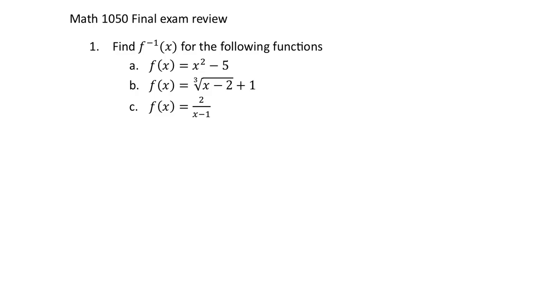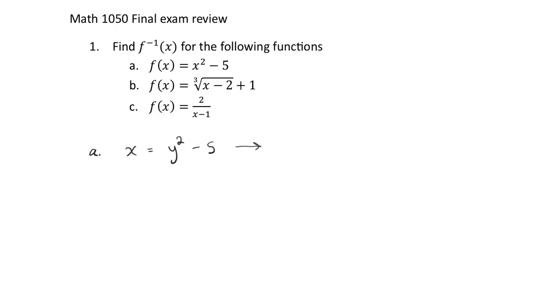So part A, first thing I'm going to do is switch the place here of x and y. So I'm going to say x is equal to y squared minus 5. And remember, this is how we did it in class. We just replaced f of x with y. So when I say switch the place of x and y, f of x is y. So there's step 1. Step 2 is now to solve for y.